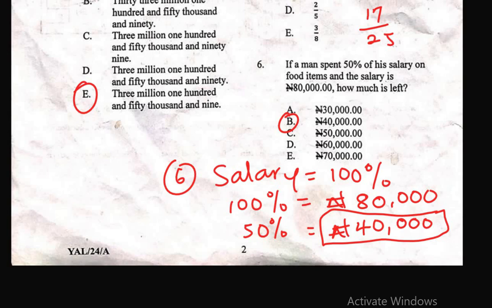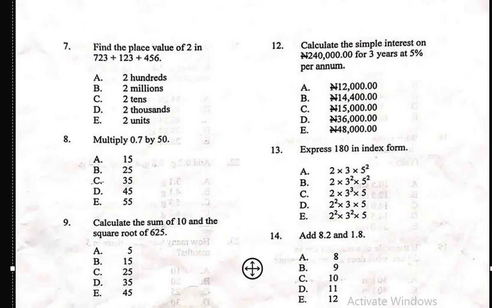We are done with this page. Let's look at the next page. Question number 7 says, find the place value of 2 in 723 plus 123 plus 456.